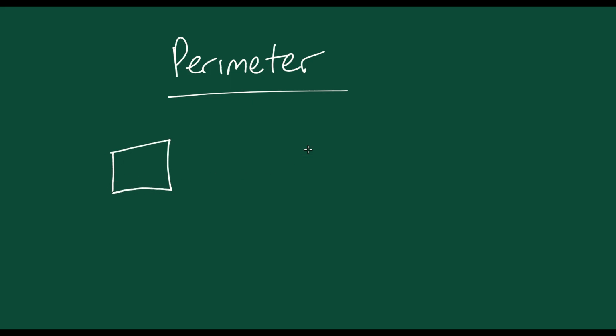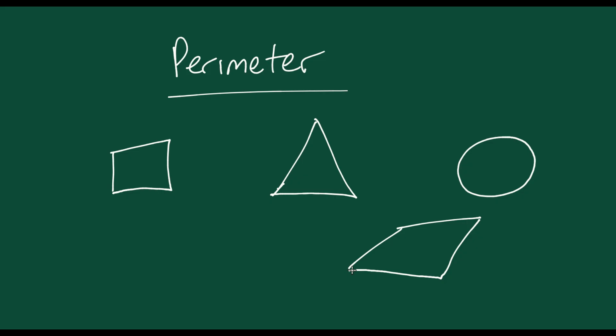Let's talk about perimeter. What is perimeter in geometry and math? When you hear perimeter, you are going to be dealing with two-dimensional shapes, plane figures, such as a square, a triangle, a circle, anything two-dimensional, a quadrilateral, etc. Perimeter is the distance around the sides, the length of the sides of two-dimensional shapes.